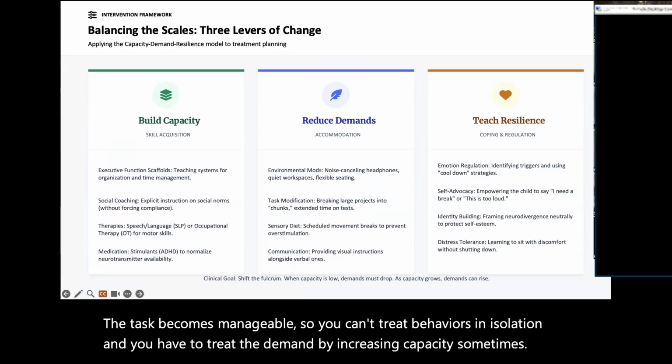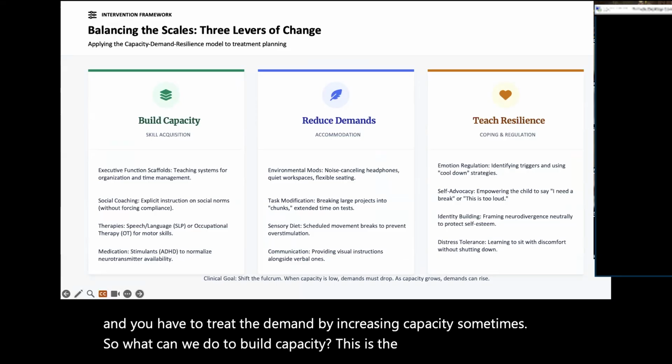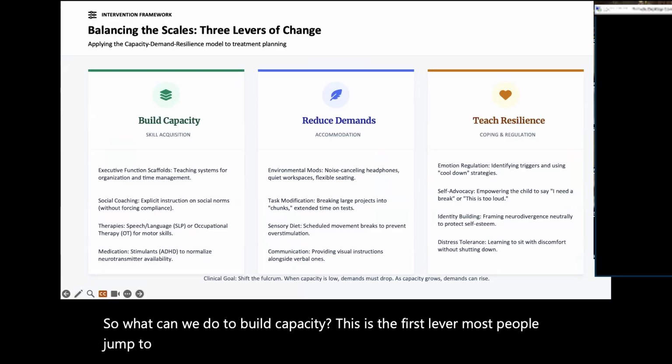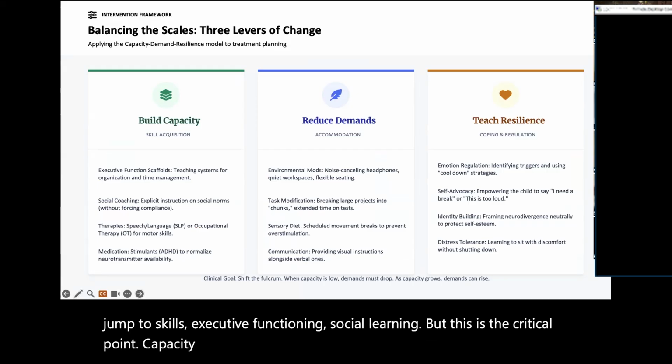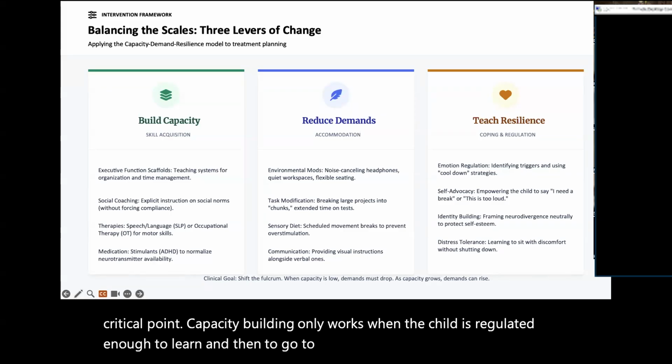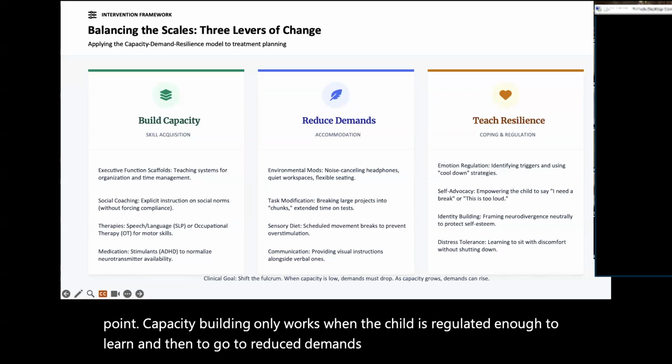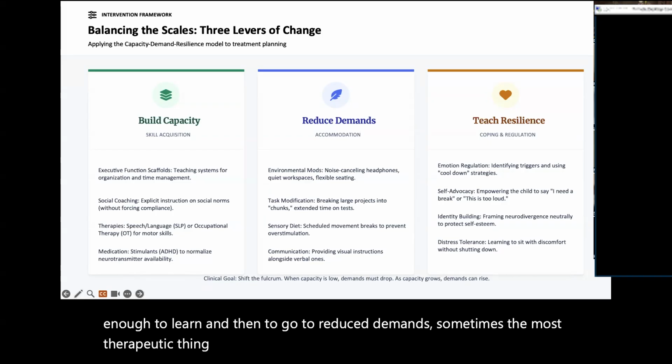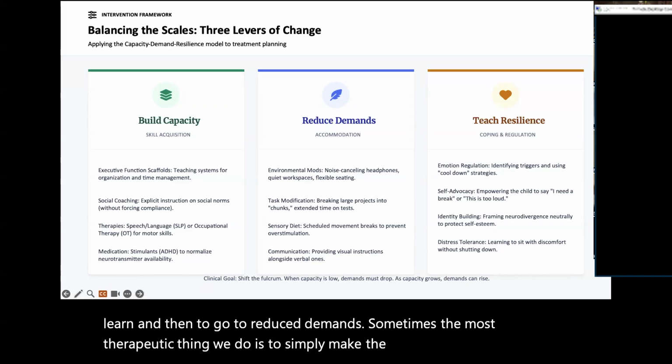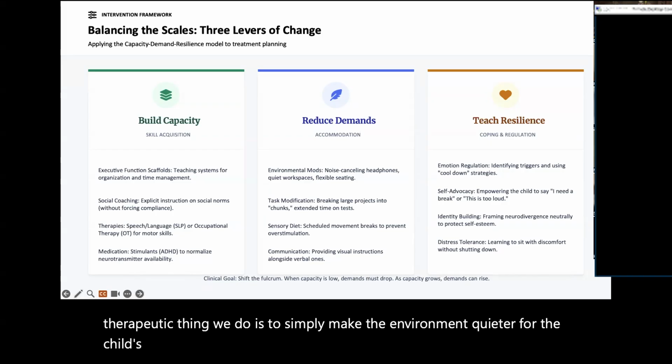So what can we do to build capacity? Well, this is the first lever. Most people jump to skills, executive functioning, social learning, but this is the critical point. Capacity building only works when the child is regulated enough to learn. And then to go to reduce demands, sometimes the most therapeutic thing we do is to simply make the environment quieter for the child's brain. And then we slowly build up the stress response that way.